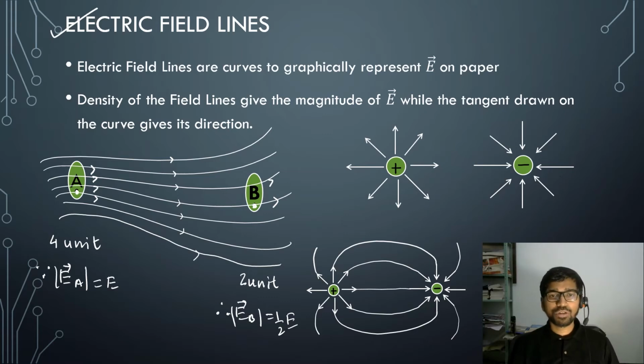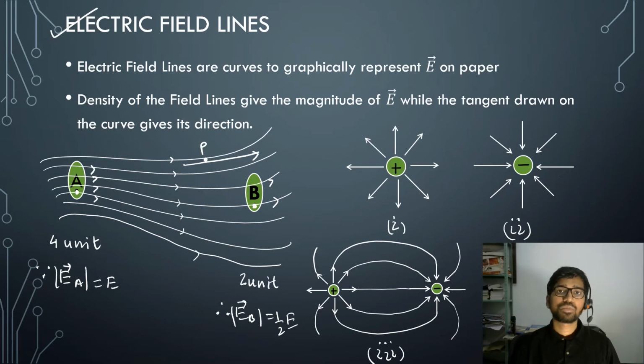What about the direction? Imagine that you have to find out the direction of electric field at certain point P. You simply draw the tangent on that curve and the tangent will give you the direction. Fine. I have drawn electric field lines in 3 instances. First, in case of a positive charge, second in case of a negative charge, and third in case of a pair of positive and negative charge. Fine. Let's move to discuss properties of these electric field lines.